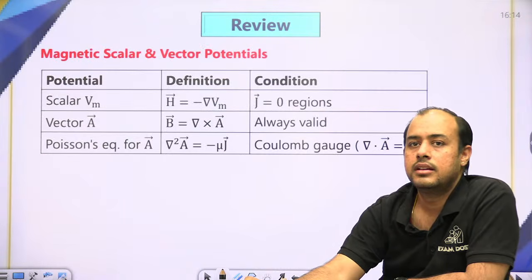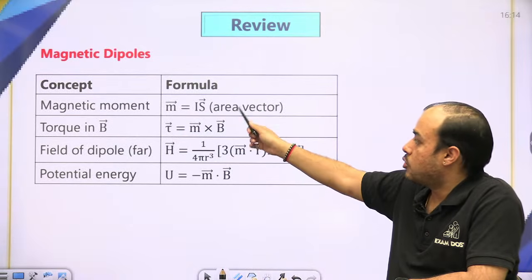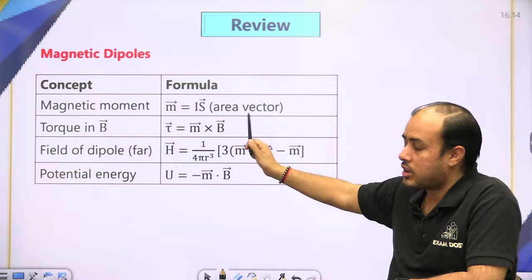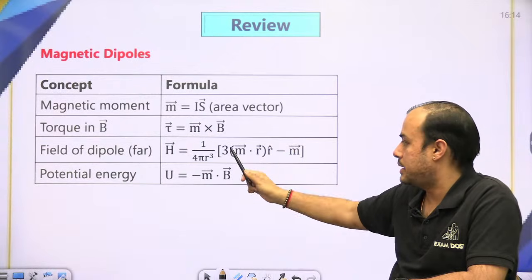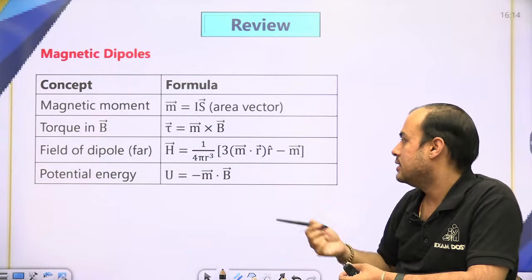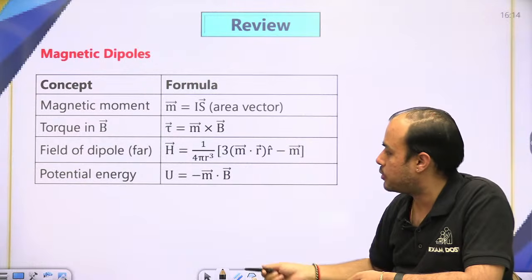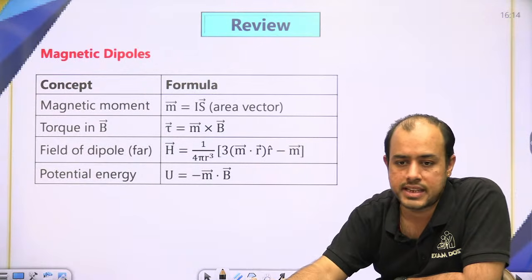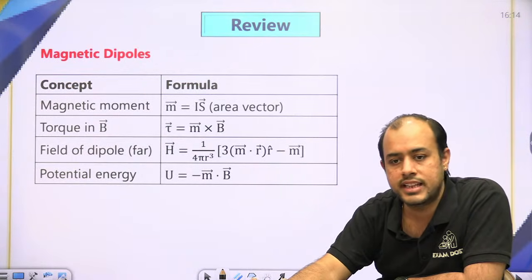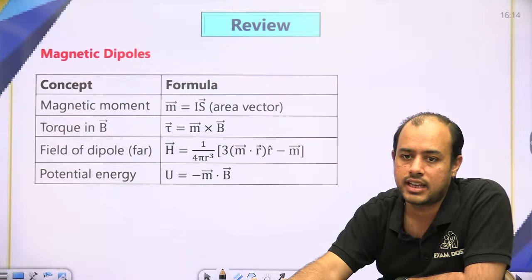Okay. Then we saw magnetic moment, current into area, the torque on a magnetic dipole, M cross B, field of a dipole. This is similar to the electric dipole, and potential energy minus M dot B. Again, same formula as the electric dipole.